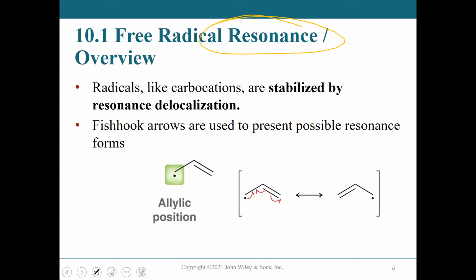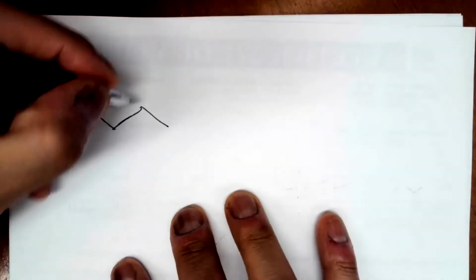It still follows the same rules. It has to be conjugated, meaning radical, single bond, double bond. That's what we have to look for if we want to do resonance. This is what they call the allylic position. I'm going to pause right now so I can explain what an allylic position is. So far we have, let's say, this compound.